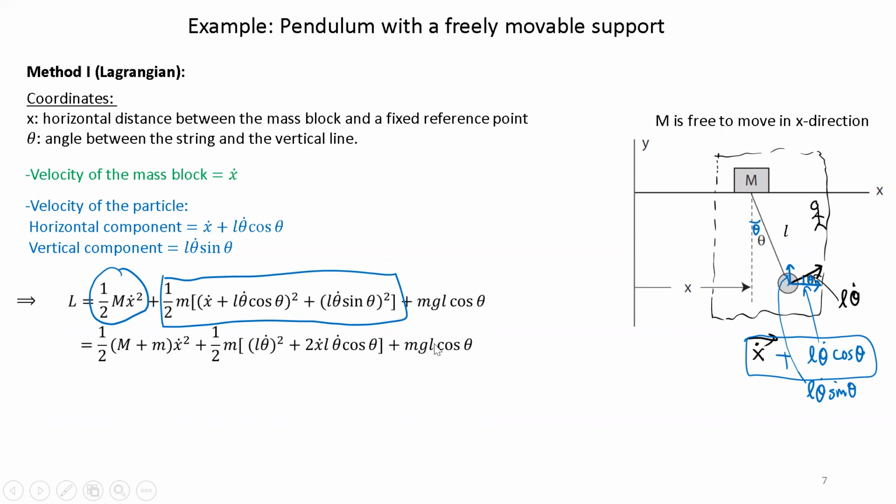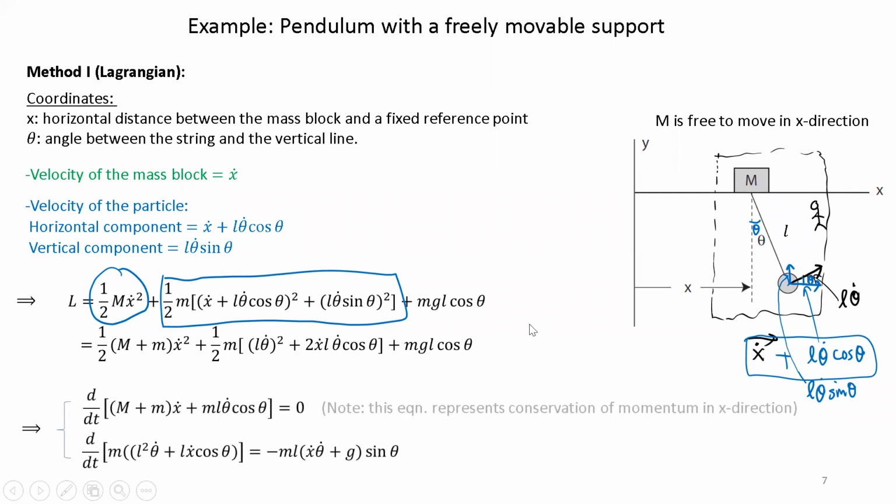Again, in this case I have two generalized coordinates, x and theta. Then of course, the Lagrange equation with respect to x gives you this one, and the Lagrange equation with respect to theta gives you this one. It is interesting to note that the first equation is actually equivalent to the conservation of momentum in the x direction.